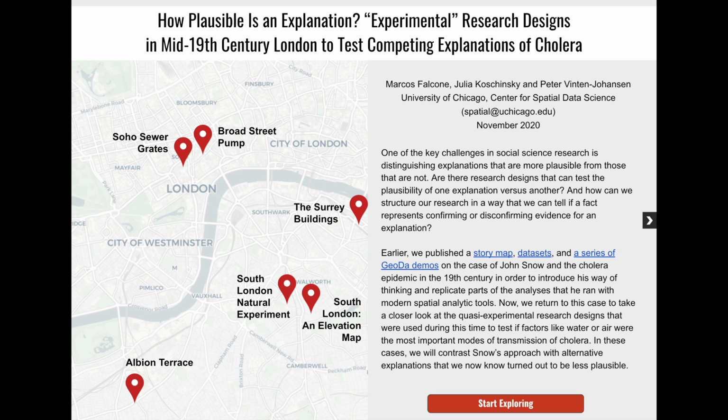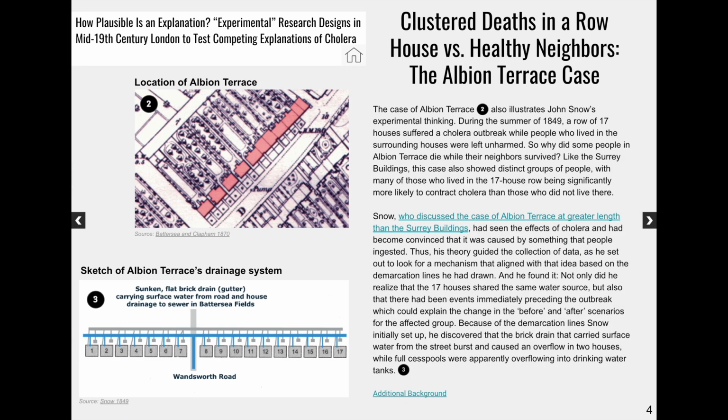Now, we return to this case to take a closer look at the quasi-experimental research designs that were used during this time to test if factors like water or air were the most important modes of transmission of cholera. During the summer of 1849, a row of 17 houses suffered an unusual cholera outbreak in Albion Terrace, South London, because it left the surrounding houses unharmed. So why did many people in Albion Terrace die while their neighbors survived?